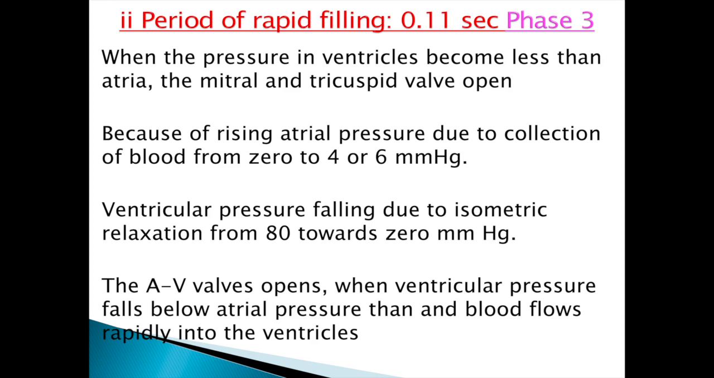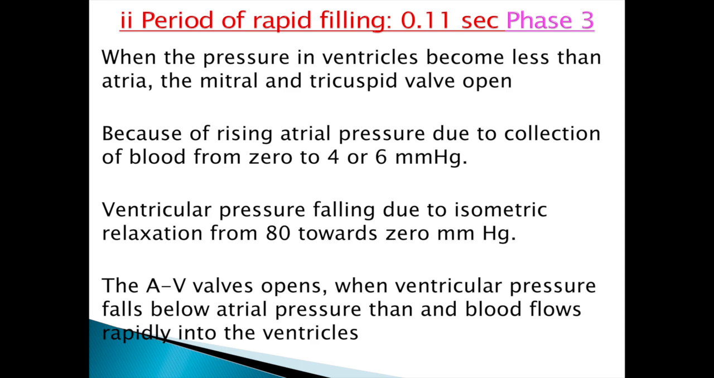When pressure in the ventricle becomes less than the atria, the mitral and tricuspid valves open, and the second phase of ventricular diastole starts. This is because of the rising atrial pressure due to collection of blood, from 0 to 4, and because ventricular pressure is falling from 80 towards 0. So when it reaches less than atrial pressure, the valve opens. As the valve opens, the blood rushes to the ventricle, and this is called the period of rapid filling.